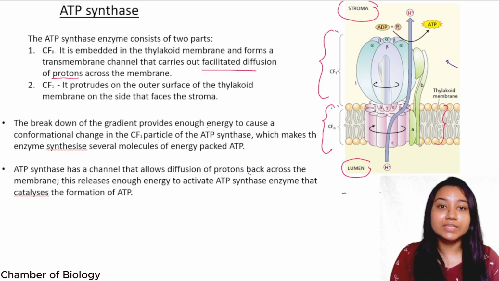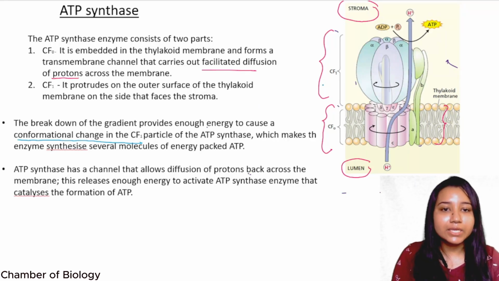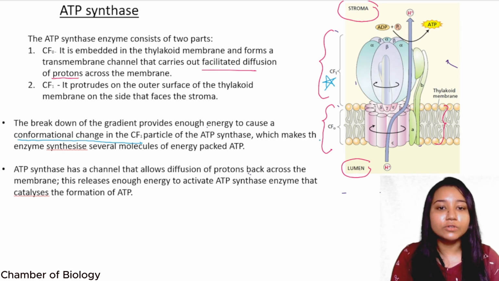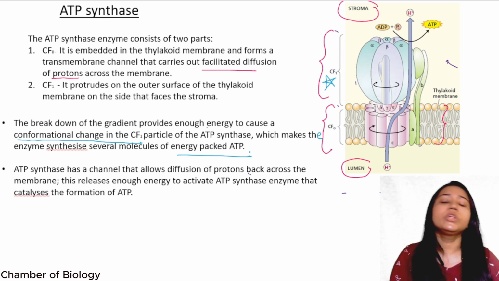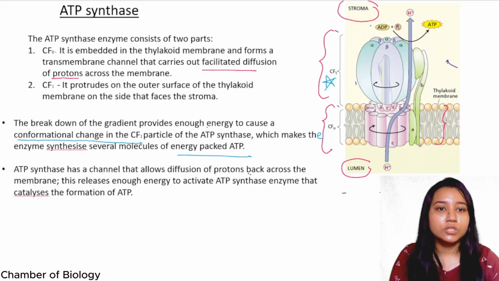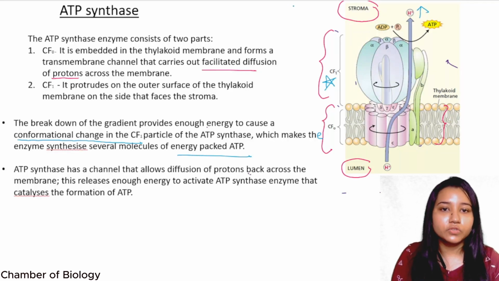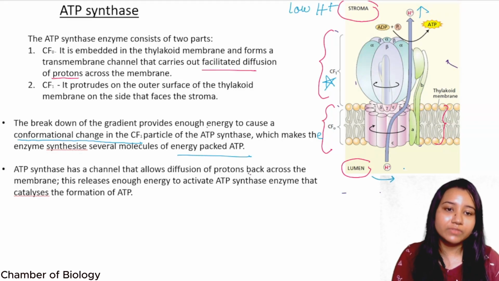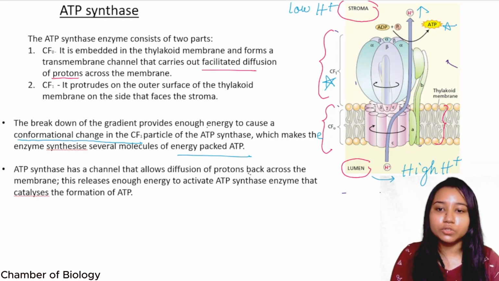But how is it helping? When there is a breakdown of this proton gradient that is forming between the lumen and the stroma region, it is going to cause a conformational change in the CF1 particle. As there is a change in the CF1 particle, it is going to activate the enzyme synthase, which forms several molecules of ATP. So there is not only transport, that is facilitated diffusion of the H plus, because we know in the stroma there is low H plus concentration and in the lumen there is high H plus concentration, but on top of that, ATP is released as well.